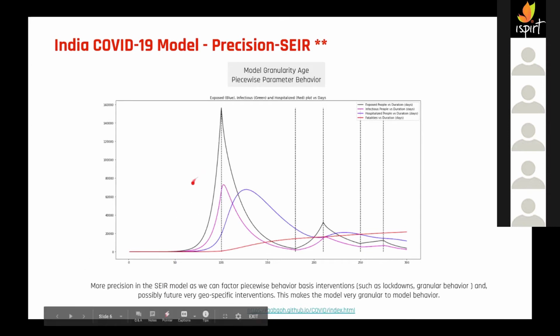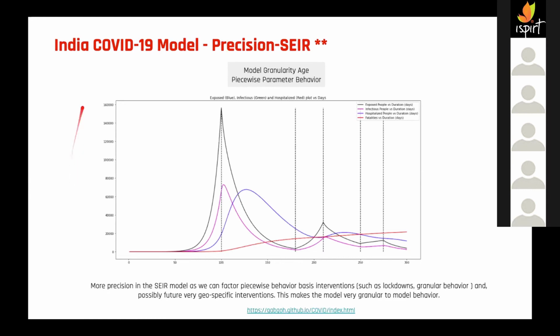What you see here is your cases that are happening. The different colors represent the people who are exposed to the disease, how many people are infectious, how many are hospitalized, and the red, of course, is the people, the fatalities.